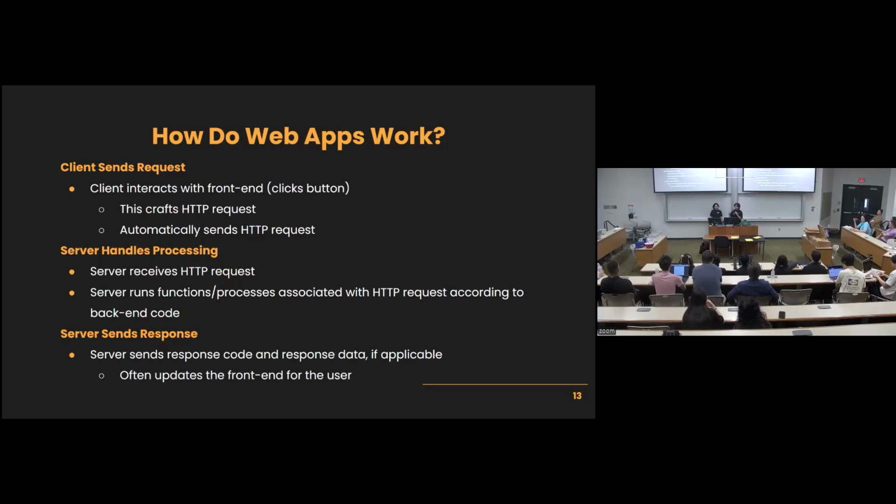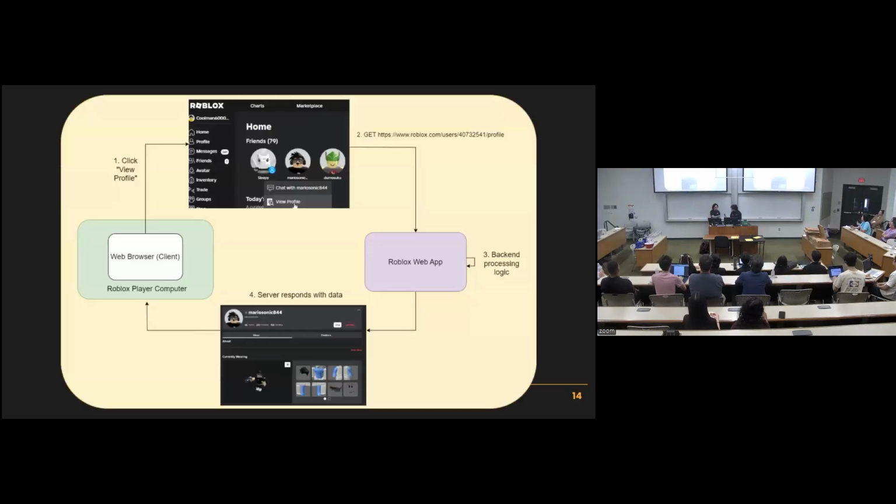This is going to craft an HTTP request and automatically send it to the server. And then the server will take this HTTP request, run the functions and processes associated with it, determined by its backend coding, and then generate a response to give back to the user. This often, but doesn't have to, update the front end. So we'll be giving an example here.